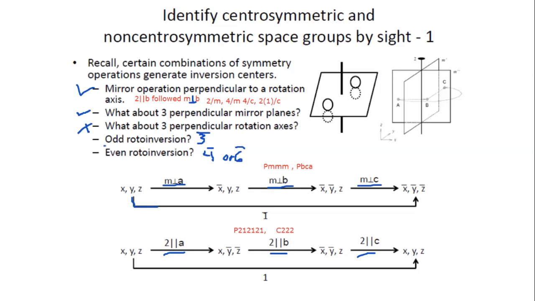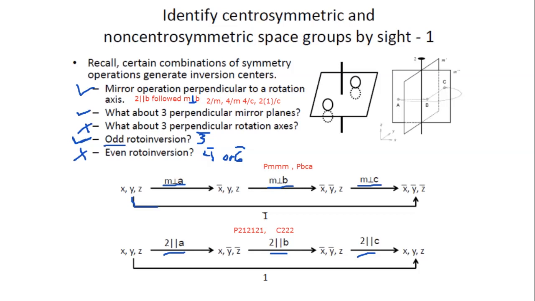We said that odd roto inversions can have an inversion center. So if you see an odd roto inversion, automatically you know it has an inversion center listed. If it has an even roto inversion, it does not have an inversion center. And if you go back to our notes on symmetry, it explains why odd does and even doesn't. So odd roto inversions, automatically they're going to be centrosymmetric. Even roto inversions, no inversion center, non-centrosymmetric.